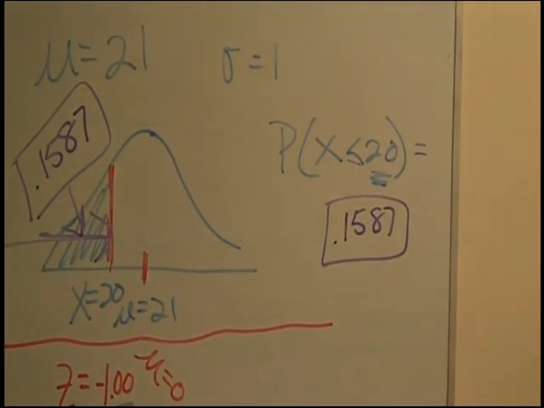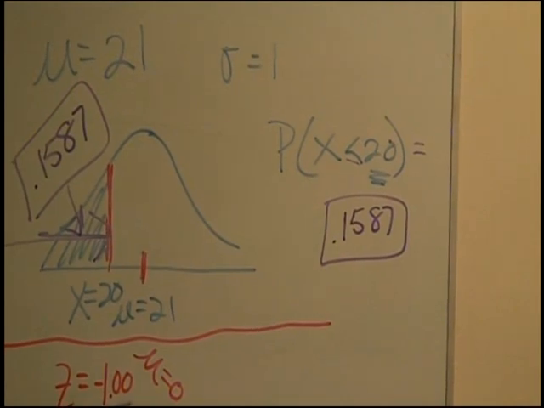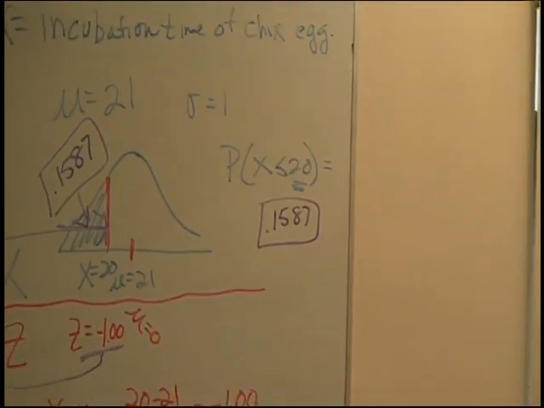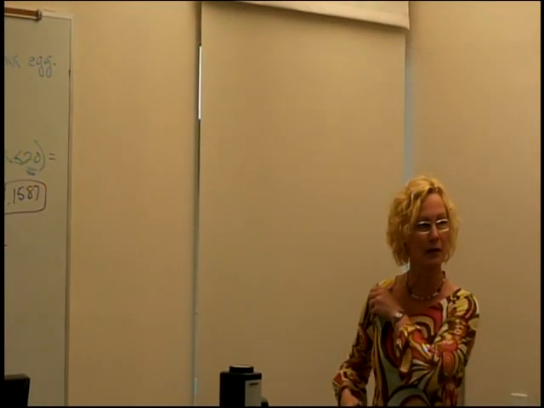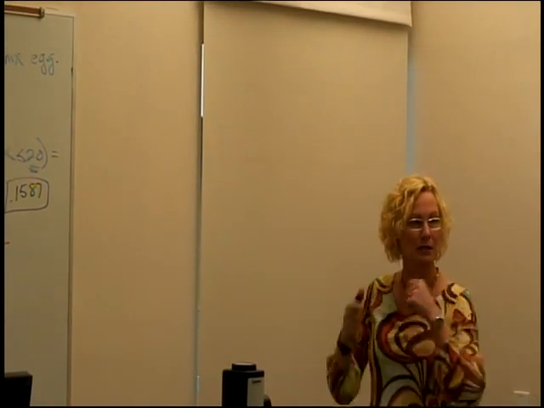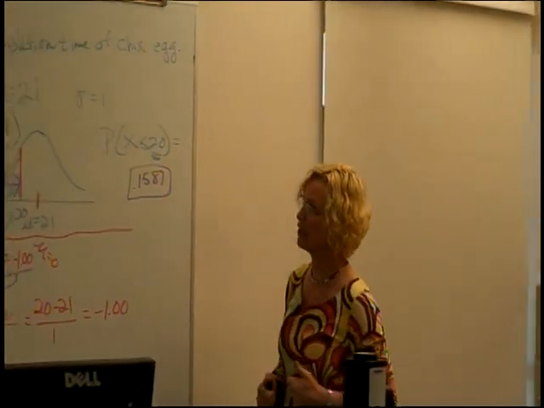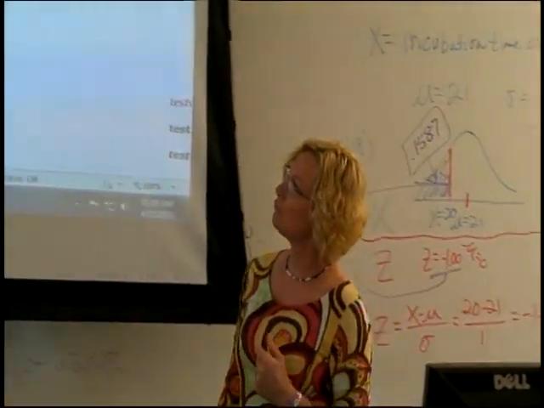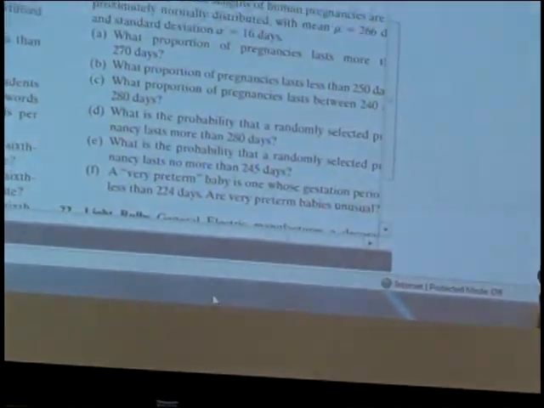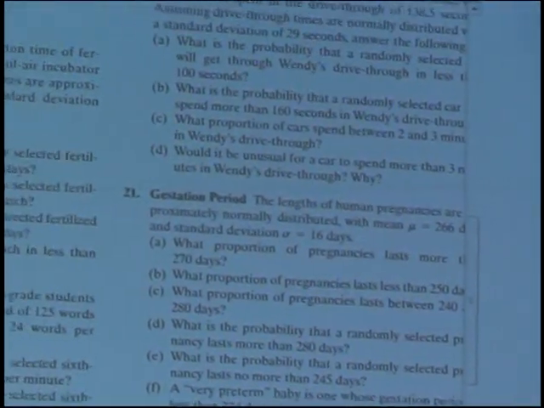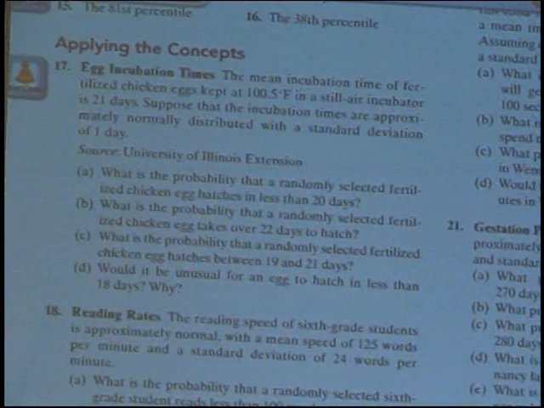Okay. Now, because I've got just a small board space, I want to go through some of these problems, and then we'll come back and make sure that we are all solid on this, and then we'll come back and do it by calculator, okay? Does that sound all right? It's a plan. Okay, so part B says, what's the probability that a randomly selected fertilized chicken egg takes over 22 days to hatch?